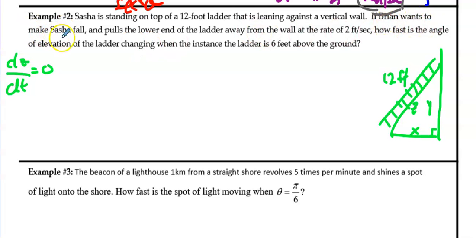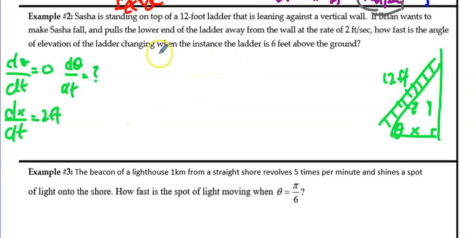If Brian wants to make Sasha fall, which why would he do that? He wants to pull the lower end of the ladder away from the wall at a rate of 2 feet per second. Well, that's going to be our change in x. And again, it's asking us how fast is our angle of elevation changing? So we want to know what this is when the ladder is 6 feet above the ground. So when y is equal to 6, right? So when y is equal to 6. And so that's what we need to do for these problems.